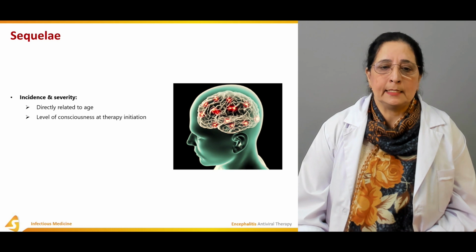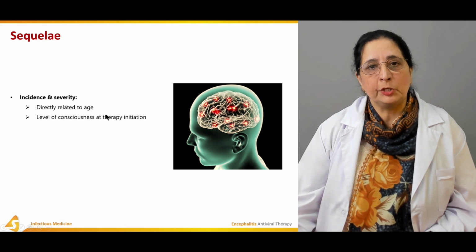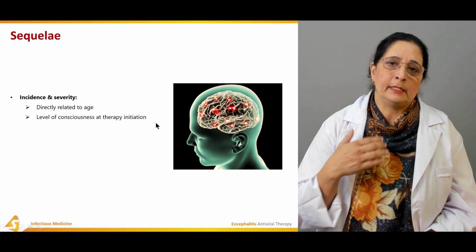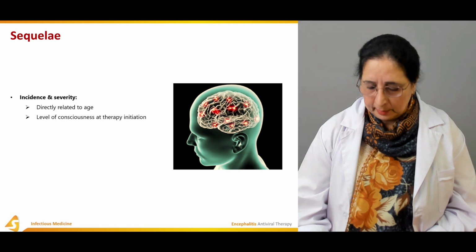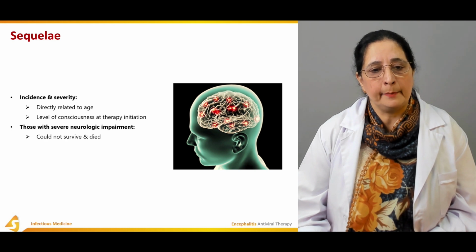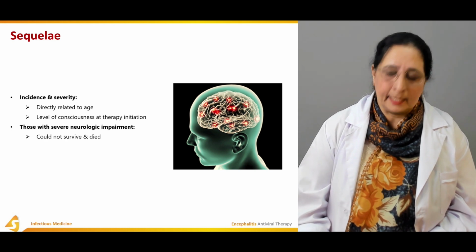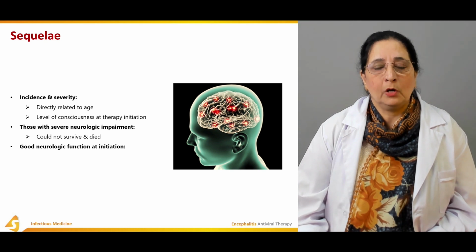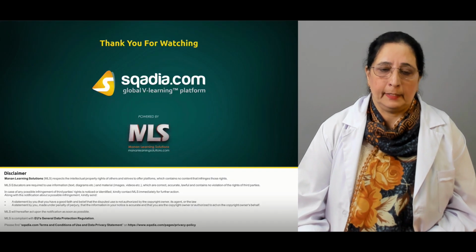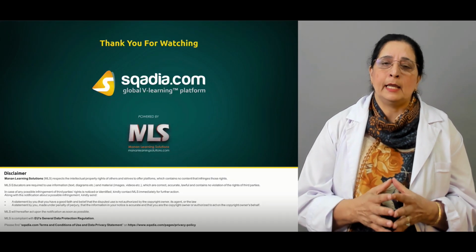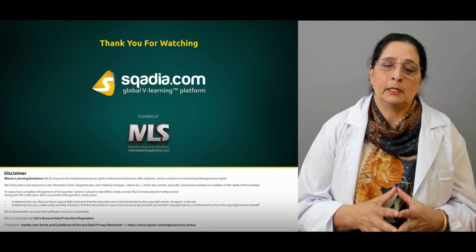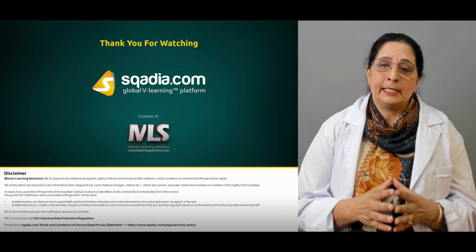Again, incidence and severity is directly related to age and level of consciousness when therapy begins. So when the therapy is started, what was the level of consciousness? Those with severe neurological impairment could not survive and they die. Those with good neurological function at the beginning did better with therapy. So all these were the antiviral therapy treatment options, and then we have their complications and sequelae that can occur along with encephalitis.